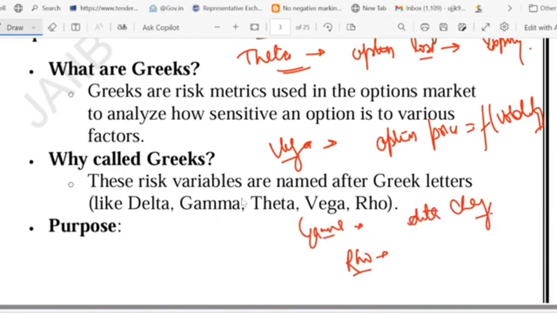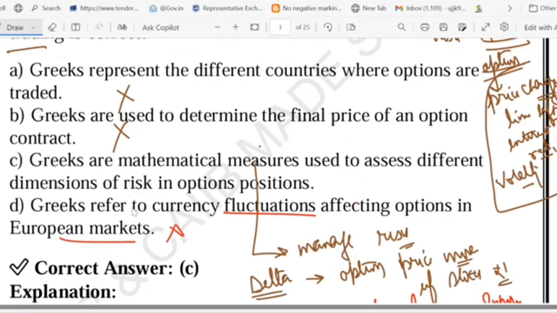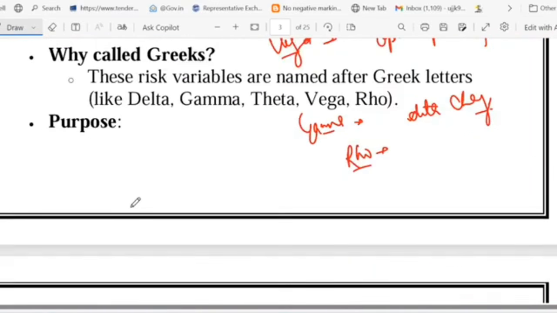So basically, and what about option D? Let's look at option D. It says that Greek refers to currency fluctuation affecting option. No, that is wrong. Because it has nothing to do with the European market or any European country. So let me give you one example to make it more clear.